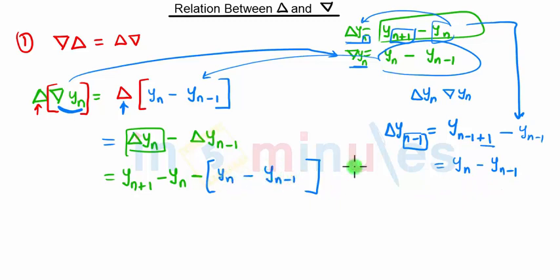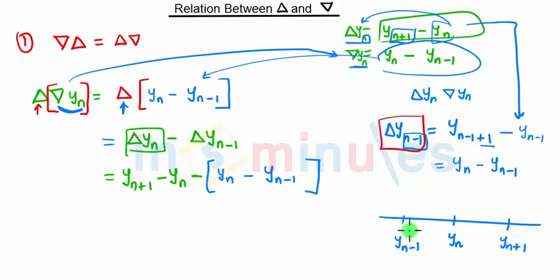This you can write directly by drawing the line. So here you can write y of n, here you write y of n plus 1, here you write y of n minus 1. So we are performing a forward difference operator. So y of n minus 1, so we are here. So forward difference will be next term minus this term. So y of n minus y of n minus 1. So you can directly write from here.